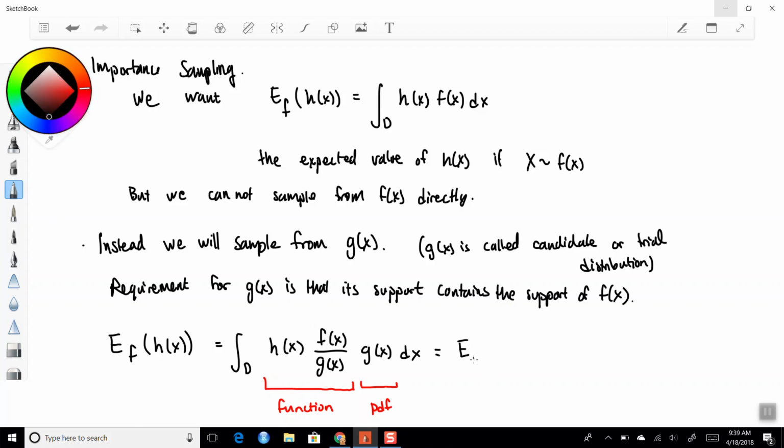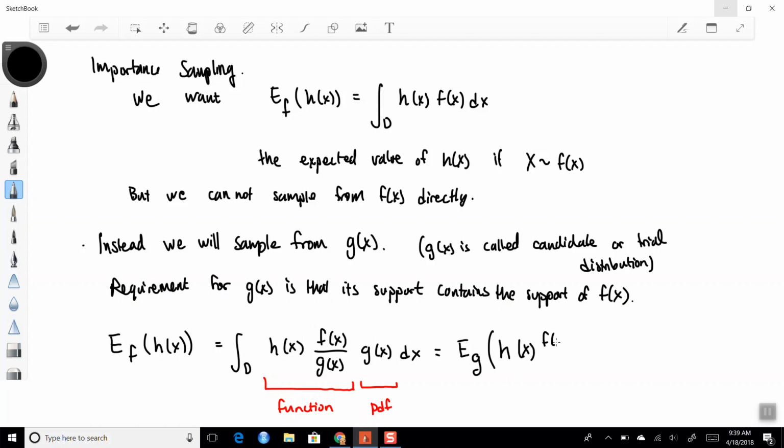And so this becomes the expected value over g of h of x times f of x over g of x. Is that okay? So we're in this form where we have some function times a PDF, except now my PDF is g of x, and the function is in this form, h of x times f of x over g of x.